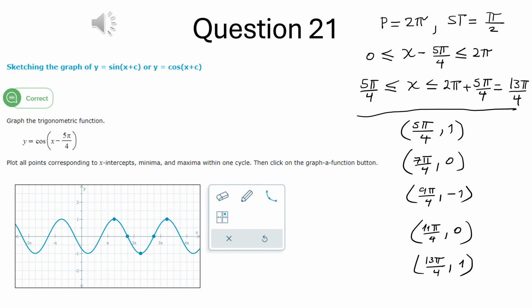7 pi over 4 plus pi over 2 is 9 pi over 4, -1. That's the third point. 9 pi over 4 plus pi over 2 is 11 pi over 4, 0 is the number 4 point. And the fifth, que is the last one, is 11 pi over 4 plus pi over 2 is 13 pi over 4, que es the period. Period, no. The period is 2 pi, pero it's the last point, 1, and we come back and travel one entire period.